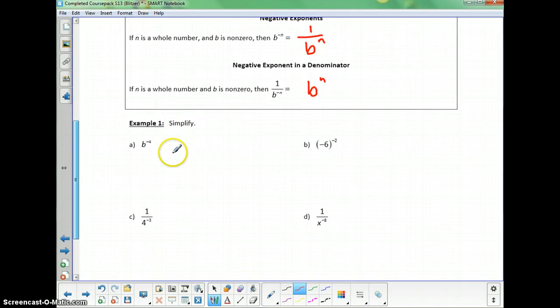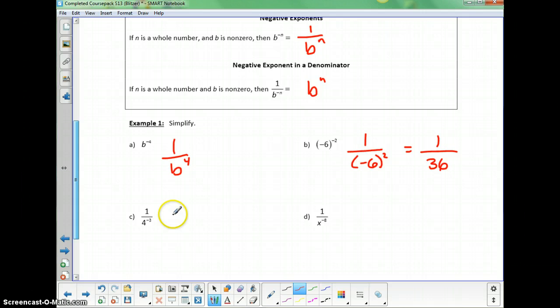B to the negative fourth is the same thing as 1 over b to the fourth. Okay. Negative 6 to the negative 2 is the same thing as 1 over negative 6 squared. And I know what negative 6 squared is, so let's go ahead and finish this. It's 1 over a positive 36.